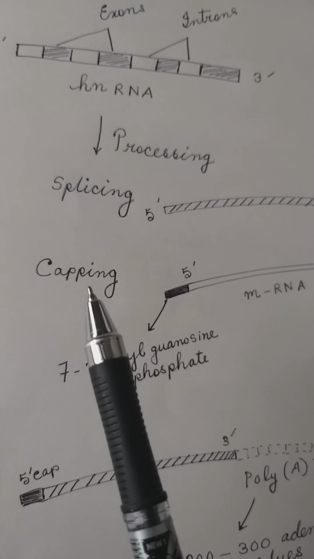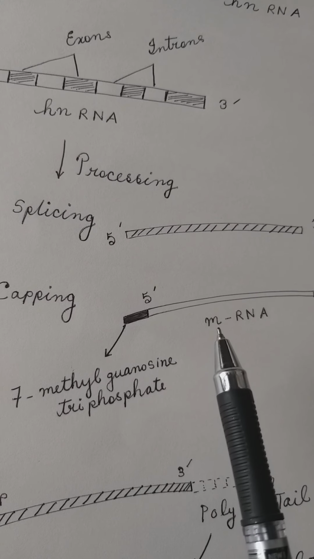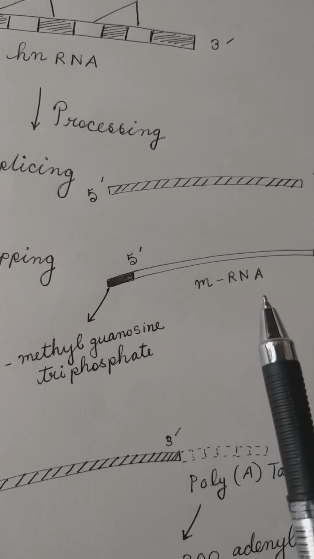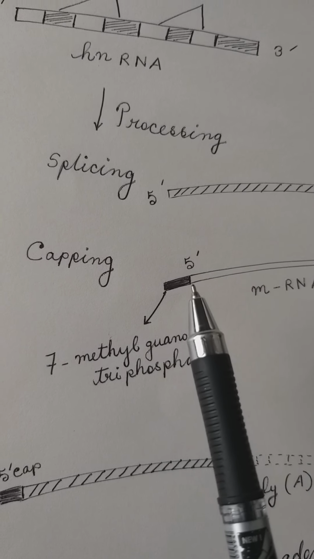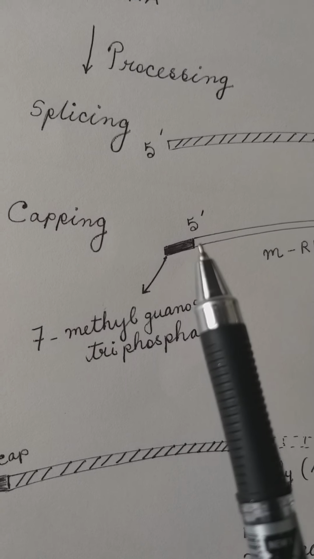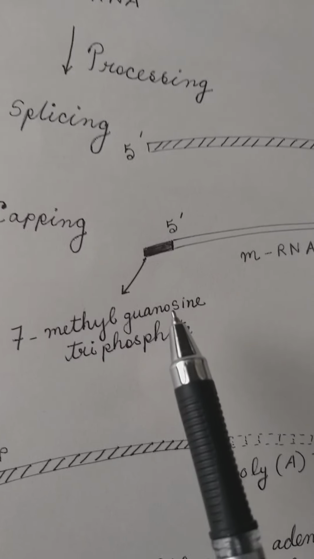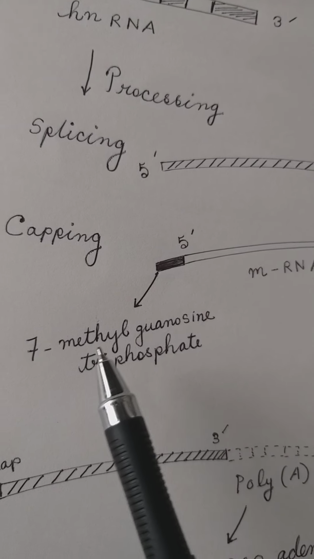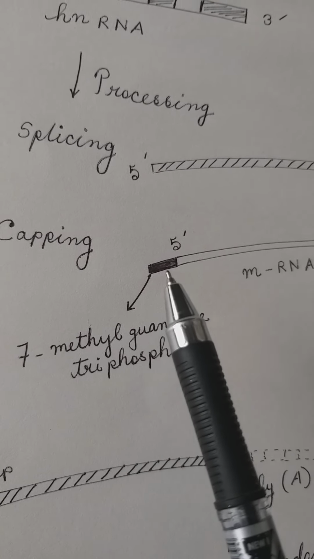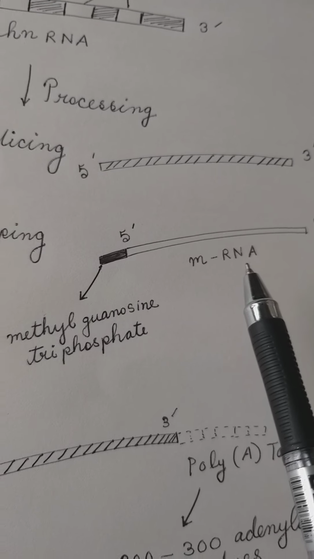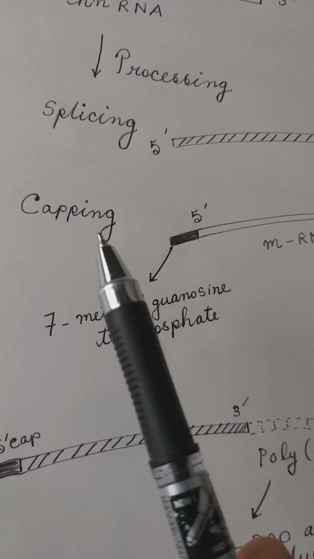After splicing, capping. Capping means to the 5' end of the primary transcript or newly formed messenger RNA, a cap is added. This is called 5' cap. The 5' cap is actually a compound. This compound is 7-methyl-guanosine triphosphate. 7-methyl-guanosine triphosphate is added to the 5' end of the immature messenger RNA. This is called 5' cap and the process is called capping.